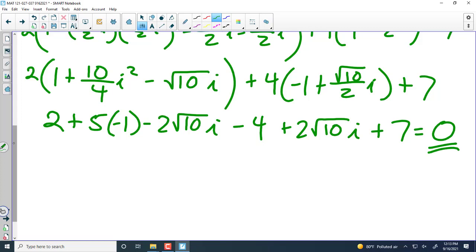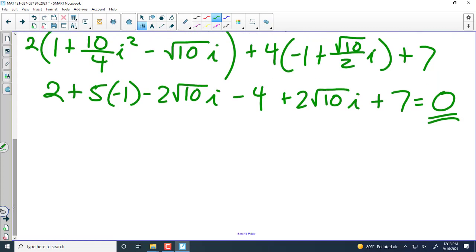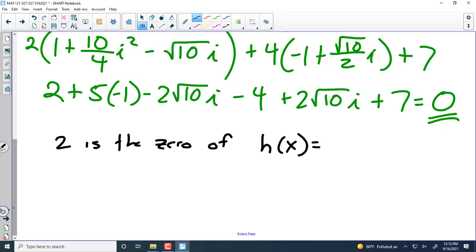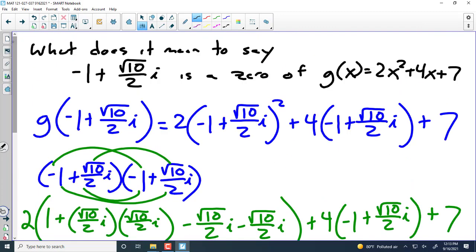Isn't that wicked? So please, don't forget, when you find a 0, whether or not you are saying that 2 is the 0 of h of x equals 4x minus 8. Is it, by the way? Is 2 the 0 of that equation? Whether you're saying that because you know that h of 2 equals 0, or you're saying that negative 1 plus square root of 10 over 2i is the 0 of this equation right here, you are saying you have found a number that when plugged into that equation gives you a result of 0.